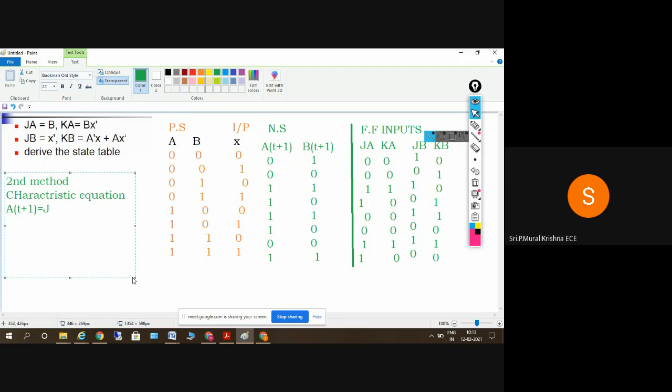Okay, so J, what is the output I'll get here? So J A bar, so J into this one, right? So generally J Q bar plus K bar Q.